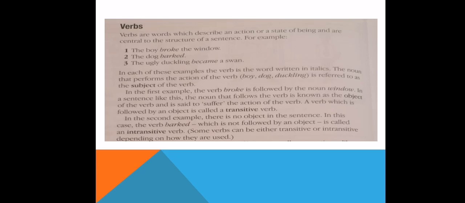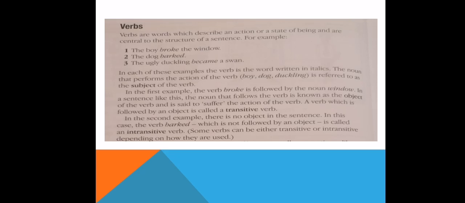Number 1, the boy broke the window. Number 2, the dog barked. And number 3, the ugly duckling became a swan. So each of these sentences is unique, and a verb is used in a very different way in each sentence. We're going to have a closer look. In each of these examples, the verb is the word written in italics.